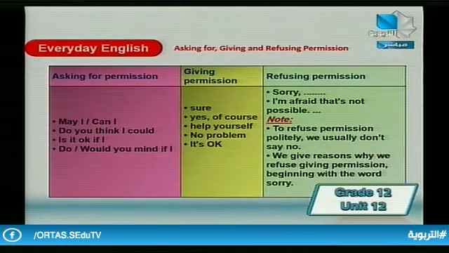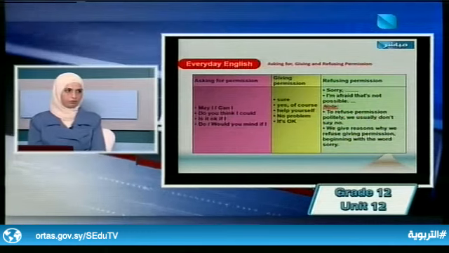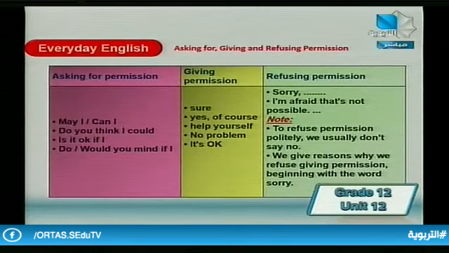Everyday English. Miss Hanan, we have asking for, giving and refusing permission: how to give permission, how to ask for permission in English, and how to refuse permission. Okay, let's start with you, Miss Wala. What about asking and giving? When we ask for permission, we usually use modal verbs. For example, may I or can I, do you think I could, is it okay if, or would you mind if I complete the exercise, open the window, or close the door, etc.